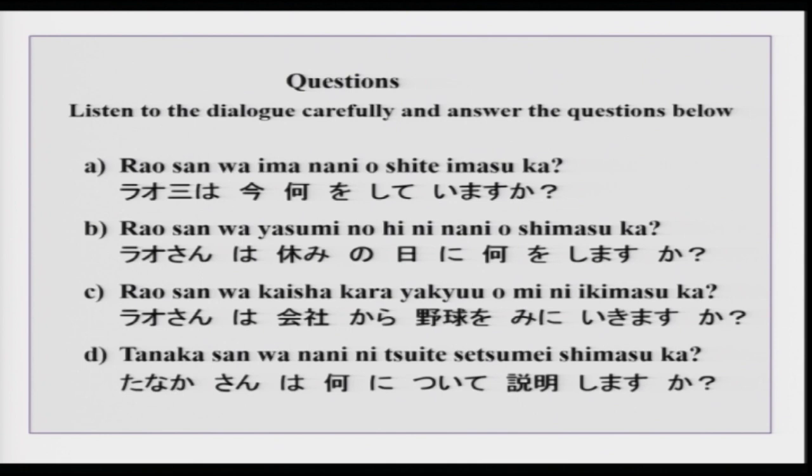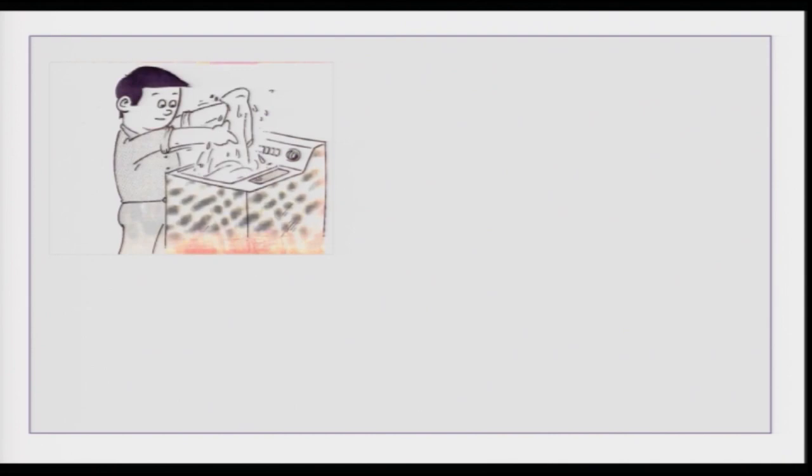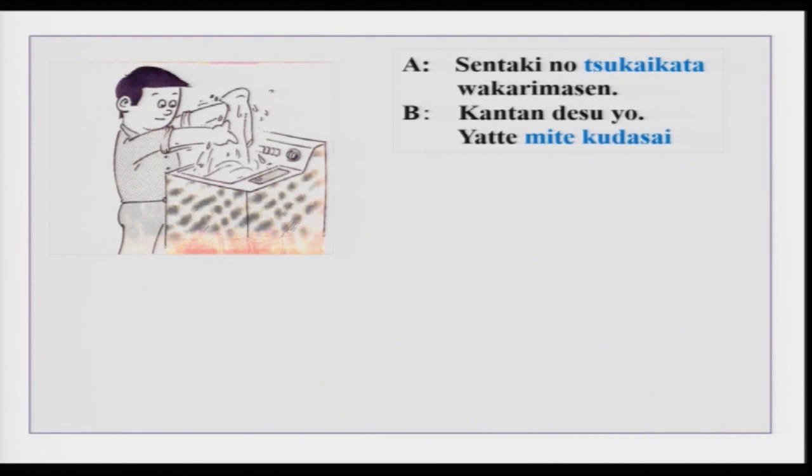So now I have some more revision for you, but this time there is no kaiwa, there are a few pictures. We have done this earlier. You can see the pictures and try to tell me what it is. Okay, this person is washing and he says, Sentaki no tsukai kata wakarimasen. Kantan desu yo. Yatte mite kudasai. Tsukai kata. There was tsukai kata in our conversation. What does it mean? Verb plus kata. Way of doing a certain thing, way of performing a certain activity. Sentaki no tsukai kata. I do not know how to use the machine.